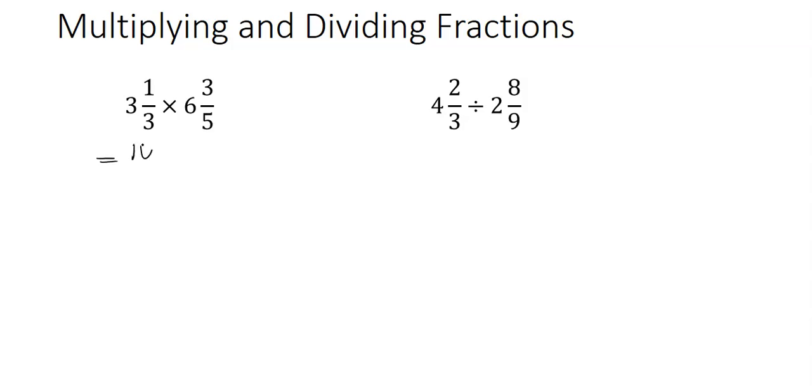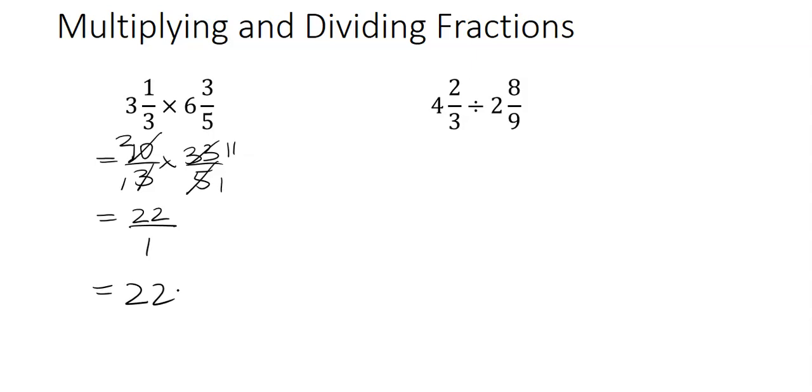Can't have mixed numbers, so step number 1, I'm going to change this to improper fractions. Before I multiply, cancel common factors. Take a careful look. 10 and 5 have a common factor of 5. Cancel it out. 10 divided by 5 is 2. 5 divided by 5 is 1. 3 and 33 have a common factor of 3. 3 divided by 3 is 1, and 33 divided by 3 is 11. Now multiply. 2 times 11, 22, and 1 times 1 is 1. Don't leave your answer as 22 over 1. That is 22.